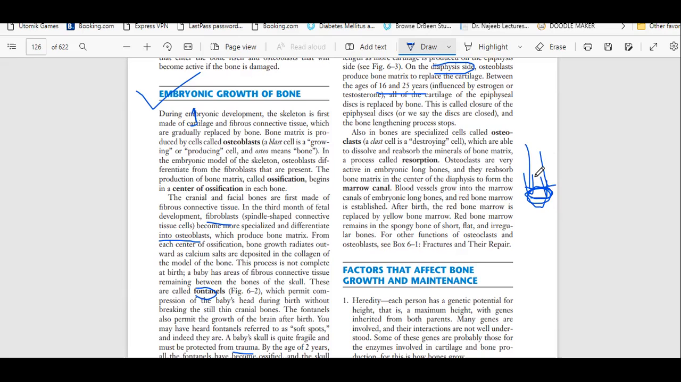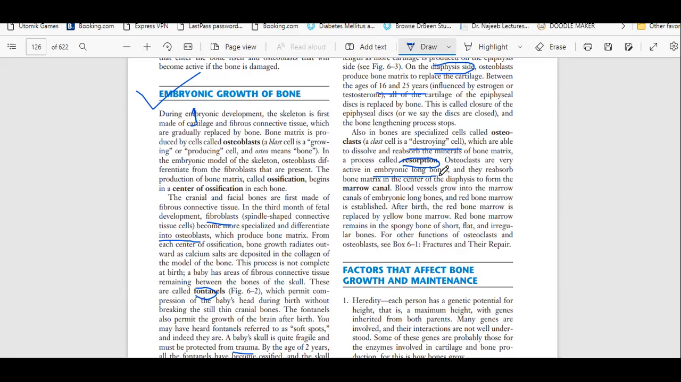Okay, also in bones are specialized cells called osteoclasts. Clast means destroying cells. Whenever your bone injury occurs or any calcium bone that is not working very well, the osteoclast will eat that, dissolve that, reabsorb that. So this process is called resorption.